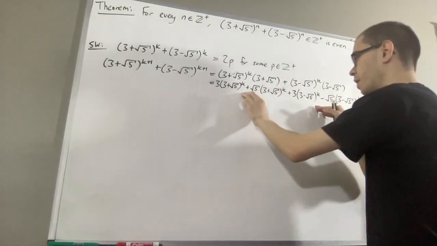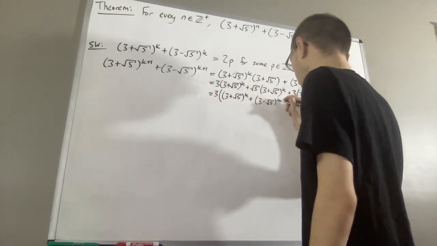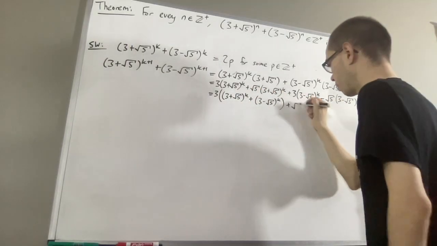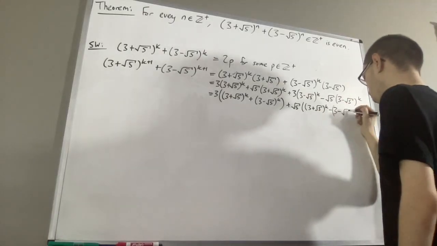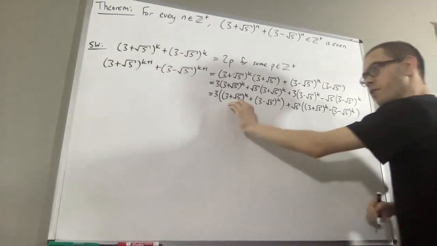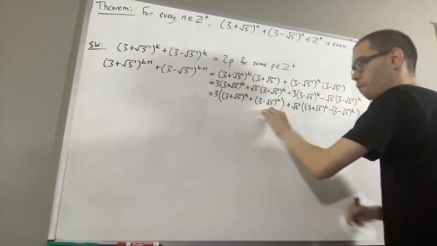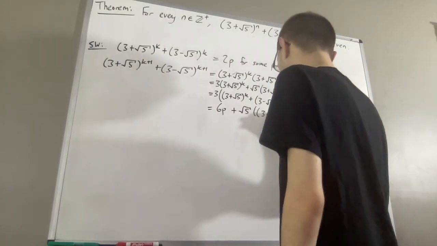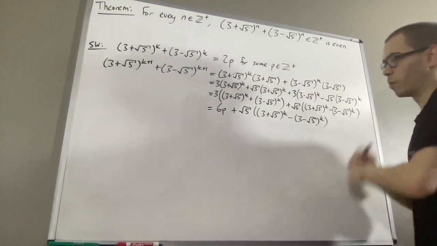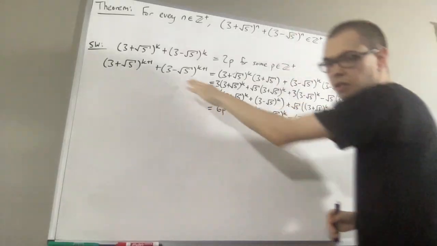As for the terms that have 3 in it, we'll factor out the 3. And as for the terms that have √5 in it, we'll factor out the √5. So we get this. Now, as you can see, we have brought this quantity into our work. And this guy is equal to 2p, so let's just substitute it for 2p. So we're left with this.